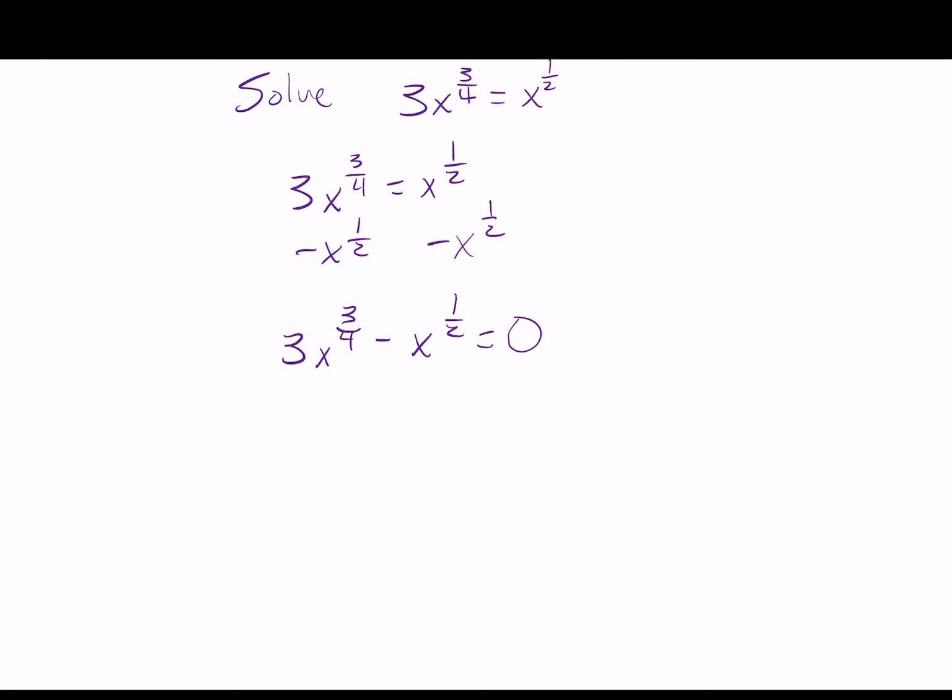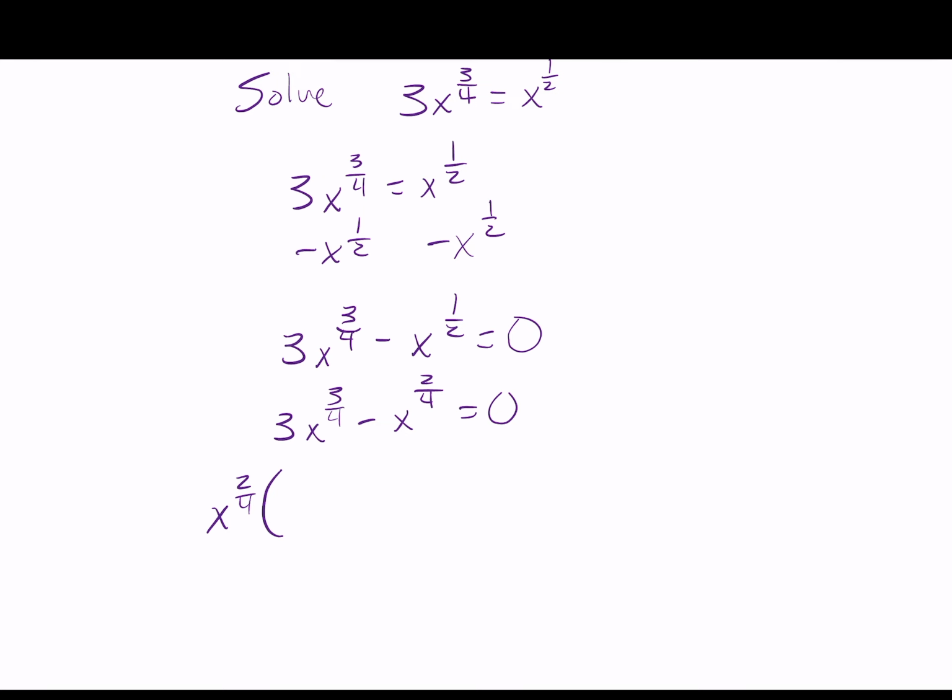Now, can we factor on the left-hand side? Well, we have x's in both cases, but what can we factor out? Well, we always factor out the term with the lowest exponent. Which exponent is the lowest? Well, 1/2 is smaller than 3/4, so we need to factor out the 1/2. Let's make sure we have a common denominator just to make this a little easier. 3x to the 3/4 minus x to the 2/4 is equal to 0. So what we can do now is factor out that x to the 2/4.